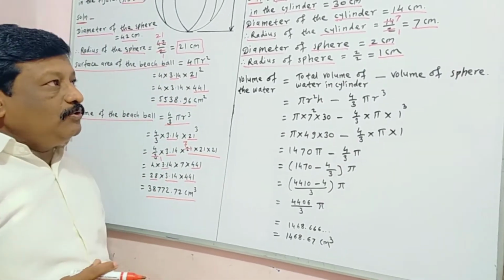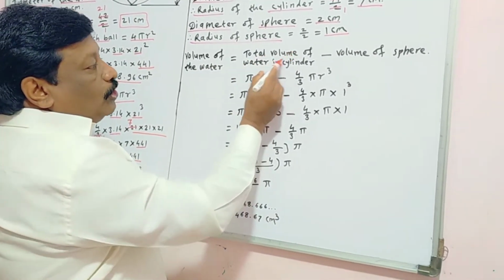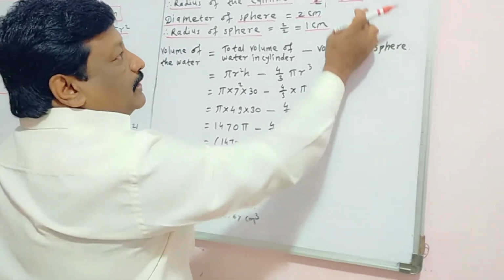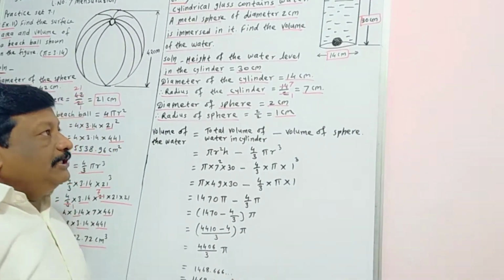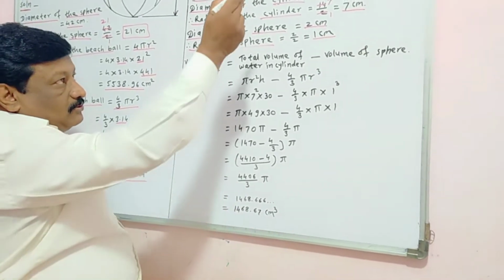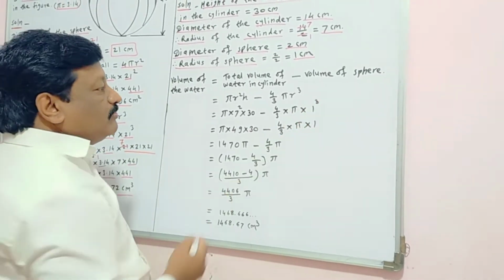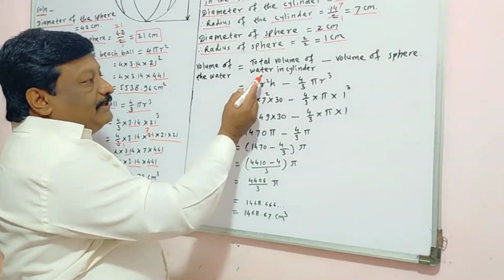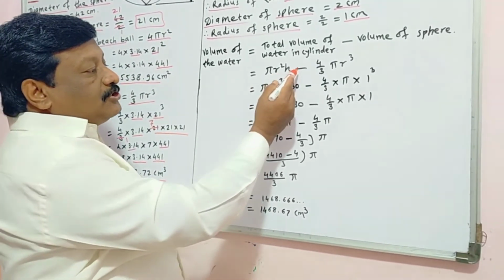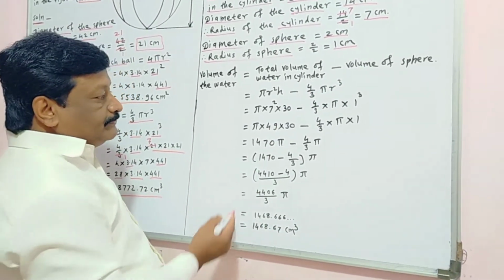Now we have to find volume of water. Volume of water is equal to total volume of water in cylinder minus volume of sphere. Because of this sphere, the volume of water is increased or level is raised. That's why from that total volume of water in the cylinder we have to subtract volume of sphere. So equal to, write formula of volume of cylinder, pi r square h minus formula of volume of sphere 4 upon 3 pi r cube.